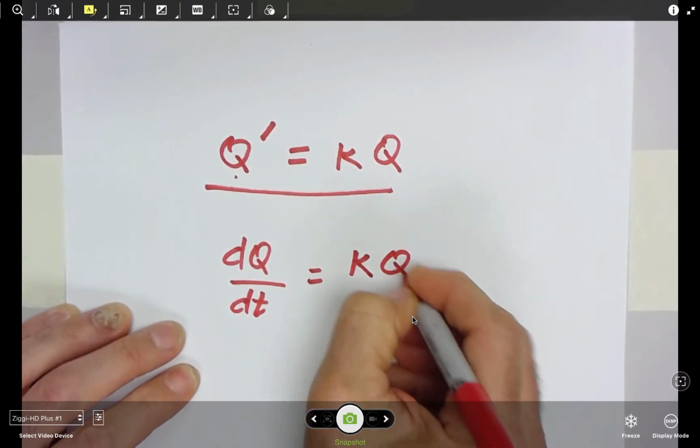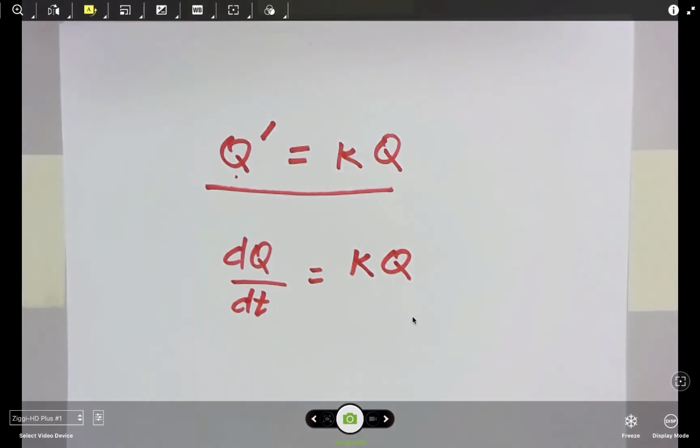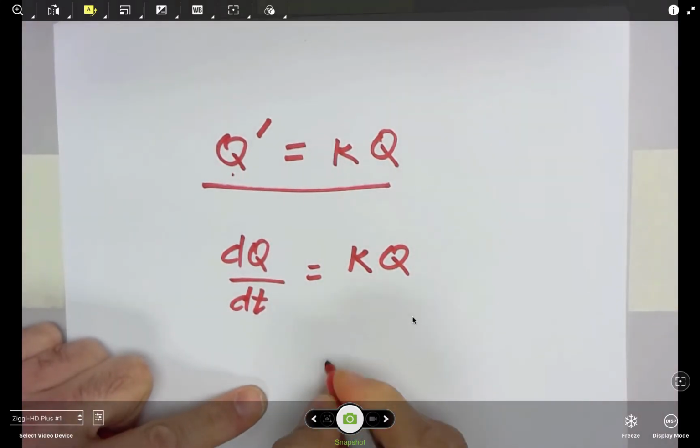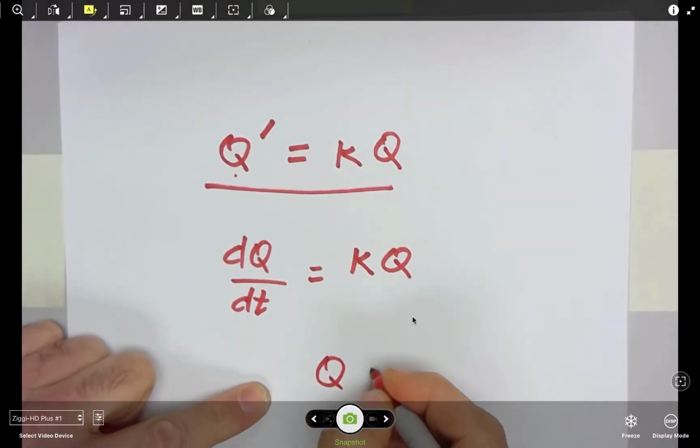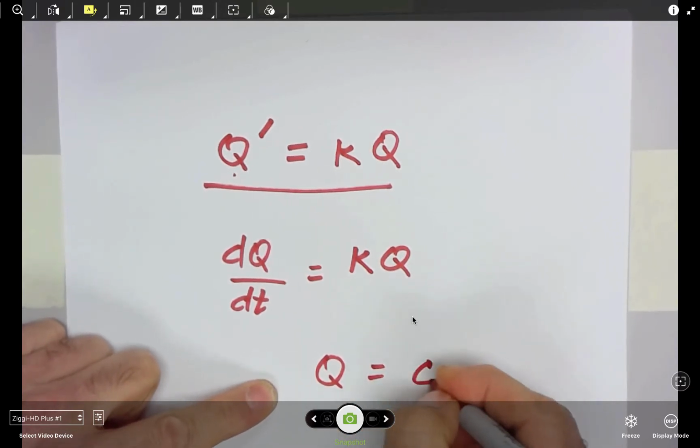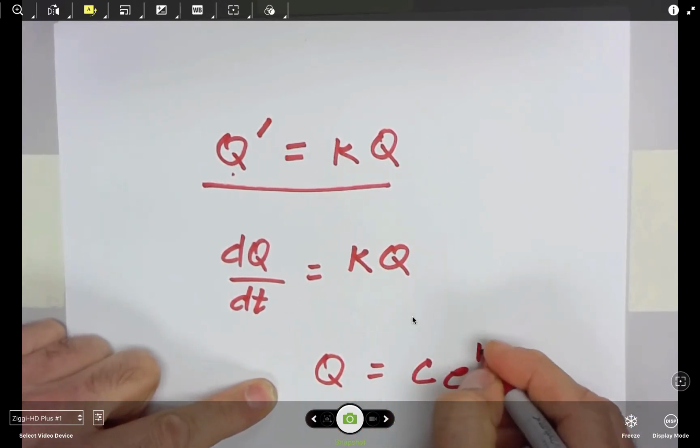Here's another way to write down that equation. Okay, so you've seen this equation in calculus. So we've actually solved the simplest of differential equations in calculus, and you could just by guessing find that the solution is Q is some arbitrary constant times e to the kt, right?